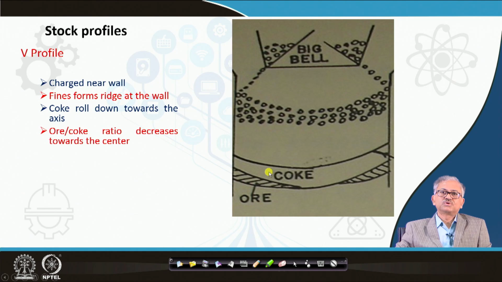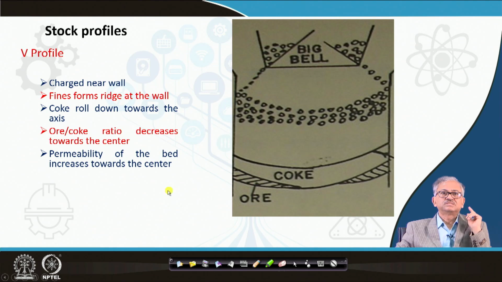And if you see the ore coke ratio, obviously it is minimum at the center because ore is very little here. Coke is the majority, so the ore coke ratio is minimum, and the ore coke ratio is maximum near the wall. So you can find this is more, it will offer much less resistance to the gas flow. So gas will prefer to flow through this coke region, and in this region gas resistance is more. But anyway, near the center, the gas flow will be much less compared to that in this region.